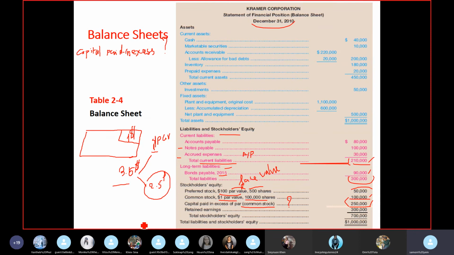And then there is retained earnings. What is retained earnings? Everybody has to take note. Retained earnings is also part of common stockholders' equity. Retained earnings means all the earnings after tax, minus dividends for preferred stock and dividends for common stock. That is the retained earnings.